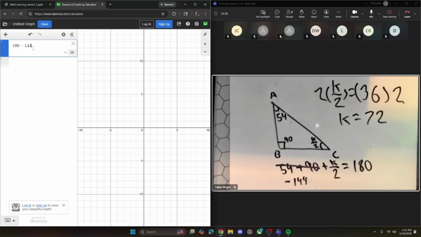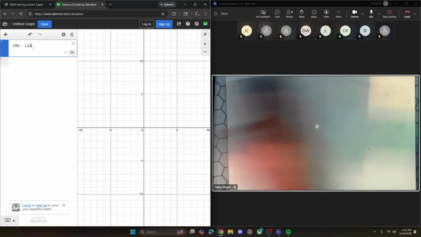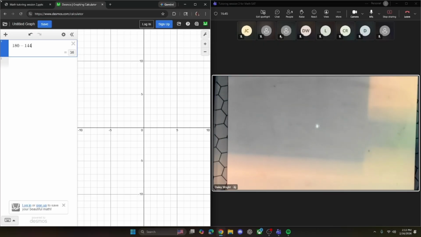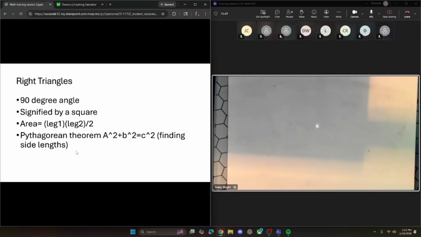There are a lot of questions on the SAT where it asks about angle measures. You need to know a triangle adds up to 180. It is very important. Okay, next we're going to talk about right triangles. We have talked about right triangles a little bit, but these are important, so they deserve their own section.